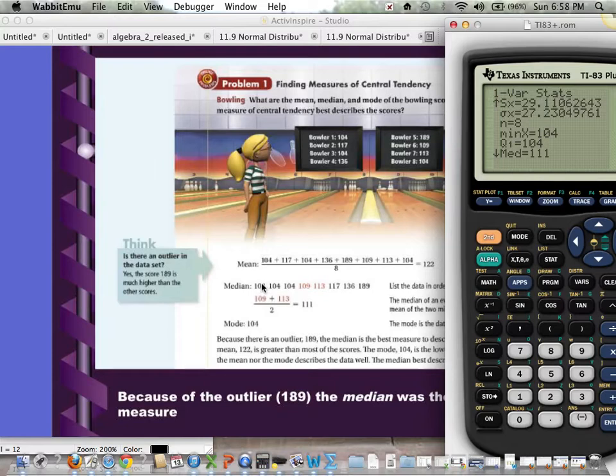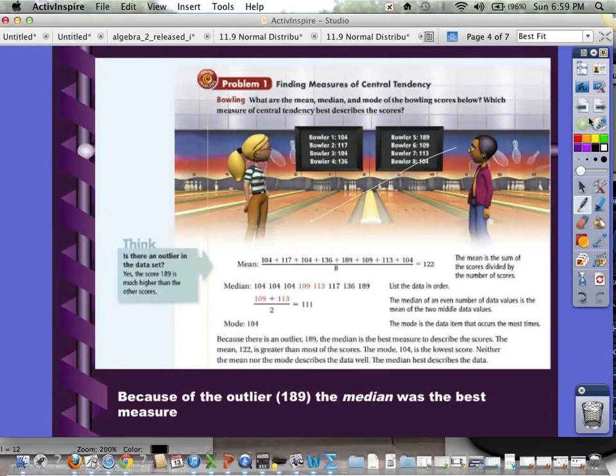For the median, we count the data: 1, 2, 3, 4, 5, 6, 7, 8. So we had an even number of data. So you take the 2 middle ones, add them up, divide by 2, and that'll be your median. But like I said, our calculator will do it for us. All right, so the best description of this data is going to be the median, because of that outlier. Okay? All right.